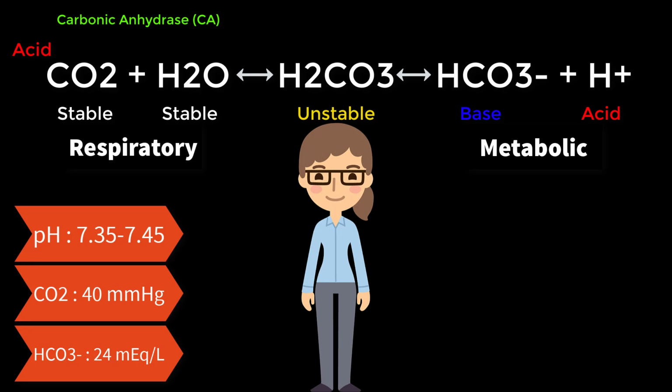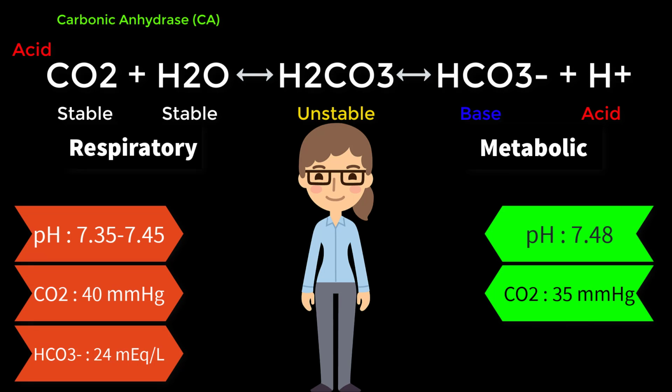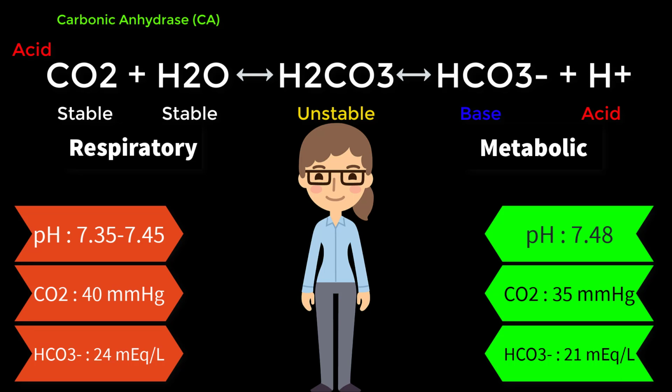Suppose you receive a patient in the hospital, and then you get their blood work back as well. And the blood work says that their pH is 7.48, CO2 is 35, and bicarb is 21. The first thing to do is to determine if the patient's pH is acidic or basic. Everything above 7.45 is basic, and everything below 7.35 is acidic. When we compare the 7.48 pH to what is normal, we can see that the individual's pH is higher, or more basic.